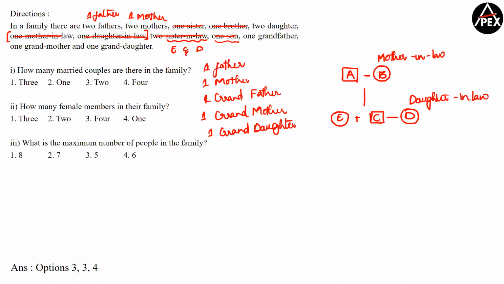Now, if I consider this couple C and D, if they have a daughter called F, now C will be father of F. So we have one more father in this family tree. So now A and C are fathers. B and D are mothers, so we will also have two mothers.